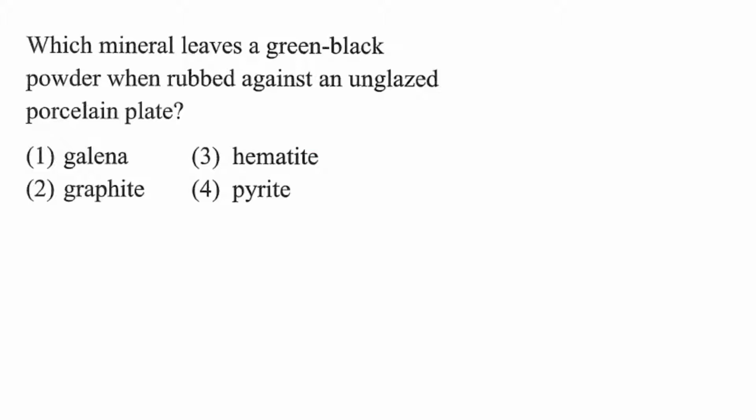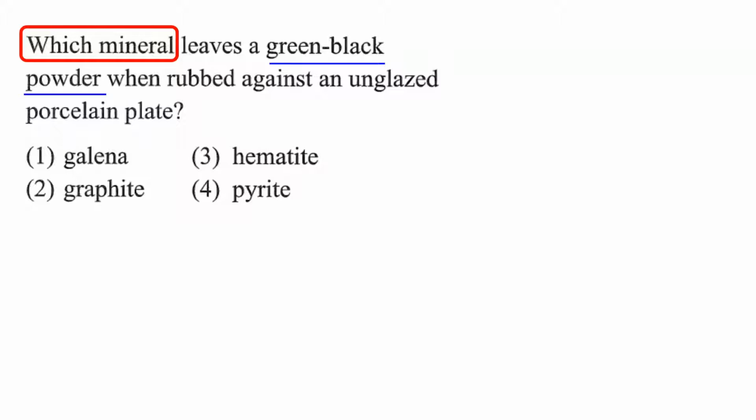Here's a question that actually does require the Earth Science Reference Table. Which mineral leaves a green-black powder when rubbed against an unglazed porcelain plate? A good idea is always to identify what the question is asking and what information it gives you. I'm going to demonstrate by putting a box around what the question is asking for, the name of a mineral, and it gives us the fact that we have a green-black powder, also known as streak.